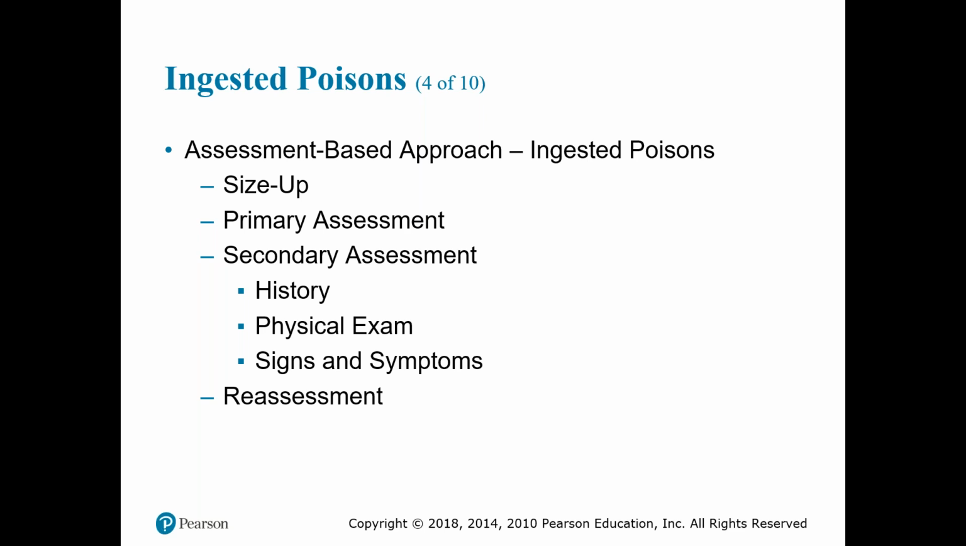So our assessment-based approach: conduct our size up, our primary assessment, conduct our secondary assessment, making sure that you're protecting yourself and going through your airway, breathing, circulation with your patient, diving into that history exam, and then reassessing. Most of the time for poison patients, this is going to be relatively non-emergent. A lot of times with ingested poisons, you're going to get calls that baby got into the ashtray and ate a bunch of cigarettes, and you're going to arrive on scene and provide very subtle care and then go ahead and provide that transport.